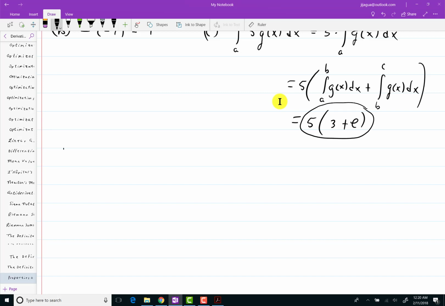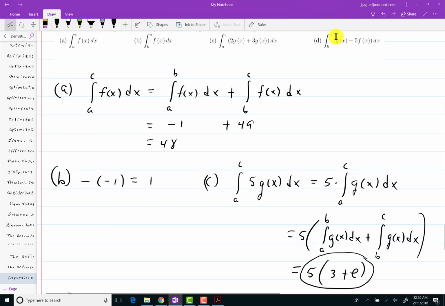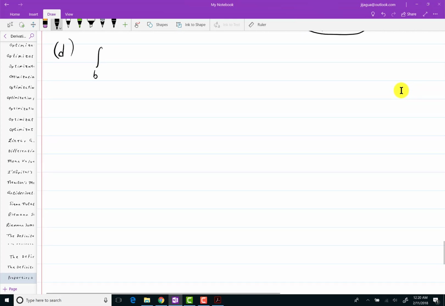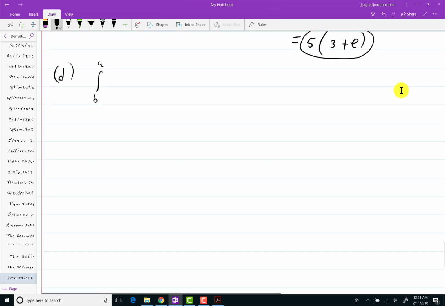And then finally d was b to a, g of x minus 5 f of x. So we're going from b to a, g of x minus 5 f of x dx. And once again, because of the properties of limits, you can break up sums and subtractions in integrals.